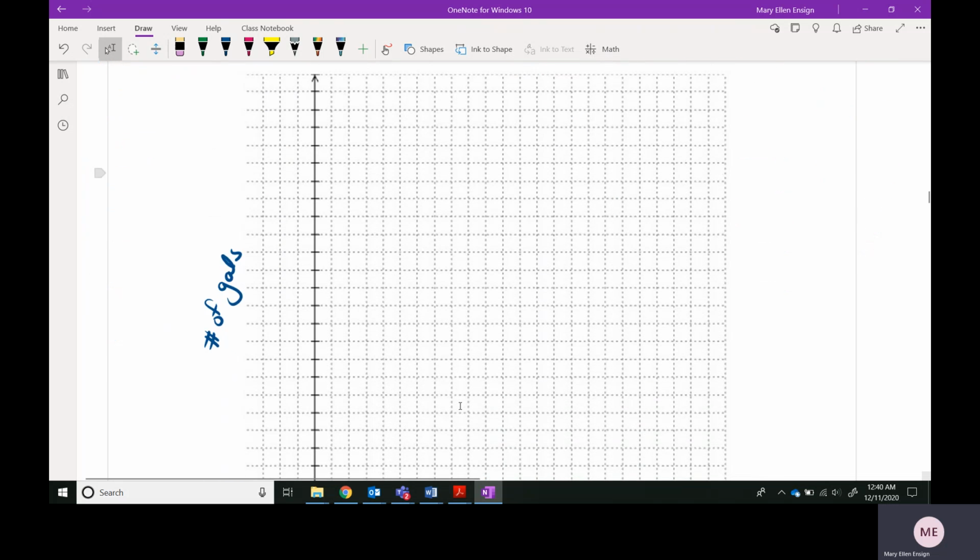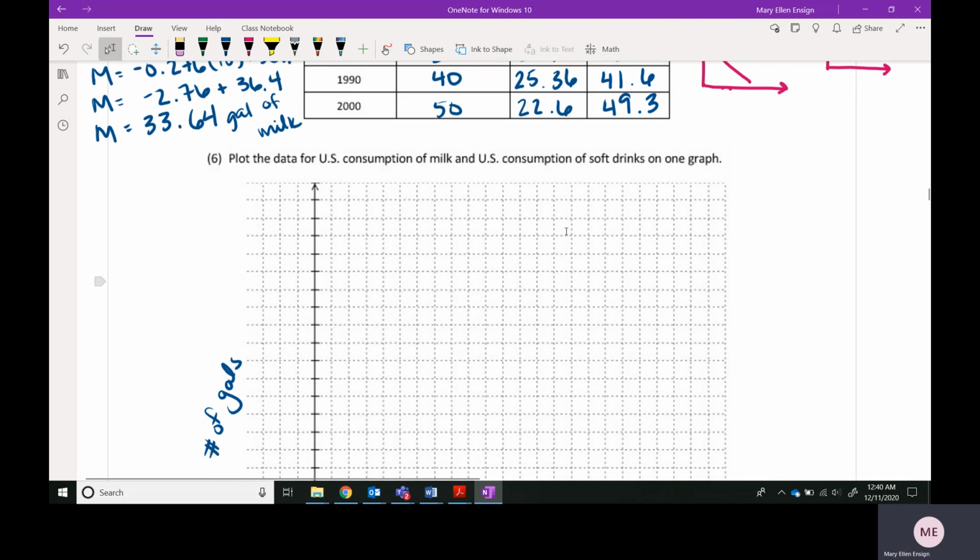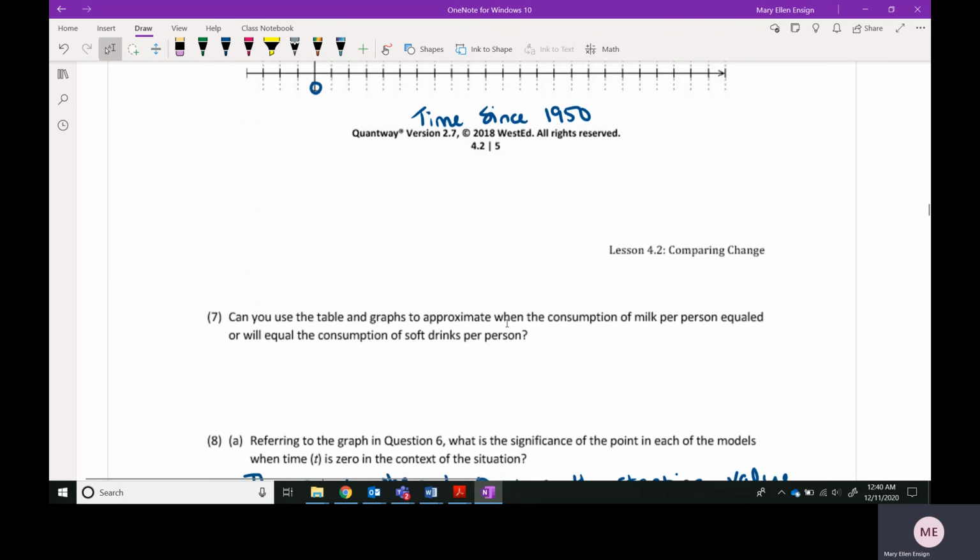Okay, so that's our data. If you were writing it out by hand, make sure you're labeling what each of these axes are, okay? And we want to have a title up here too you can put on there.